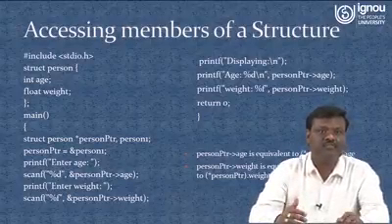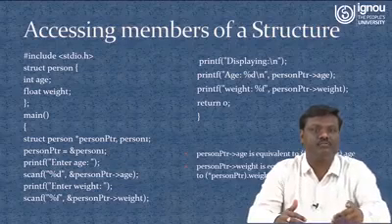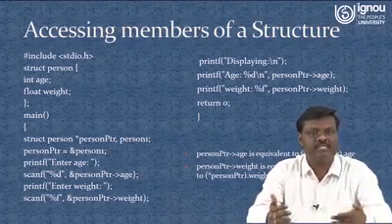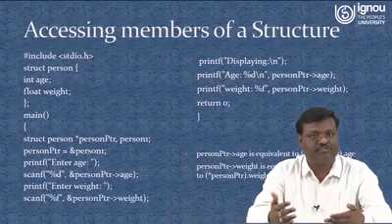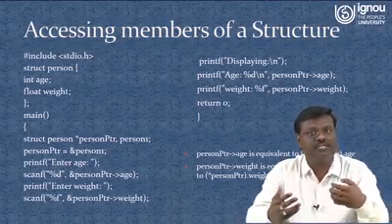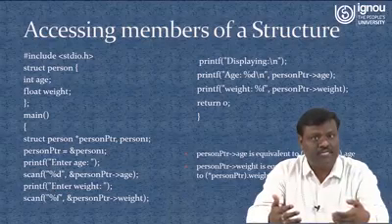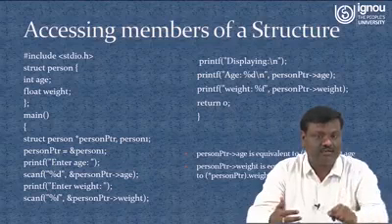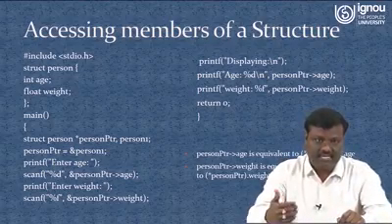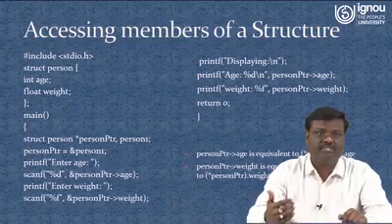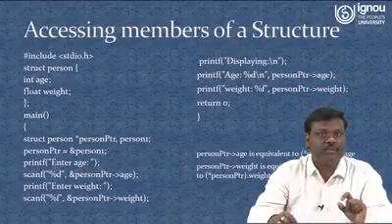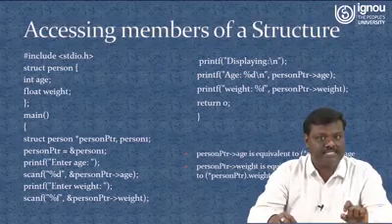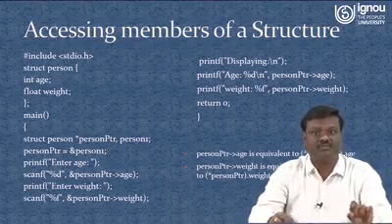Whenever we want to use it in the normal way, you will be using person dot age, person dot weight. That is how in the normal fashion you will be using. Suppose if you want to introduce the pointers in the structures, this is how you have to use. The second line also, weight also, we are using ampersand person pointer and then an arrow mark and then weight. In this way we have to use the member access whenever we want to use it through the pointers concept.